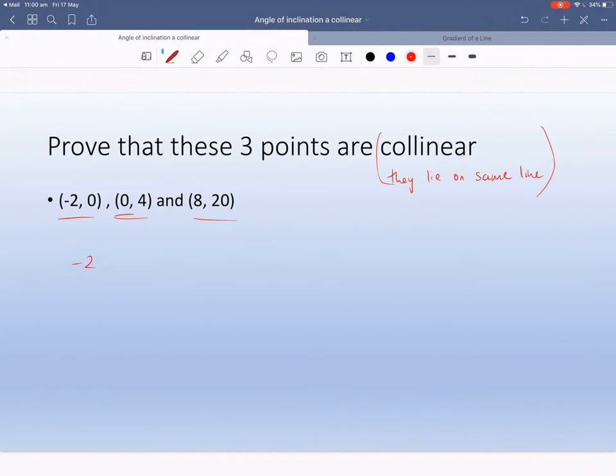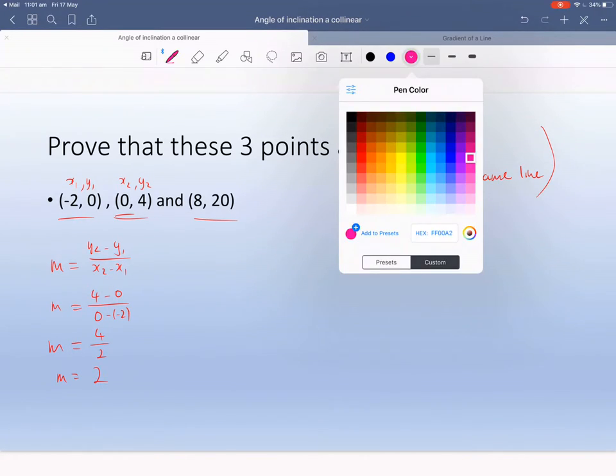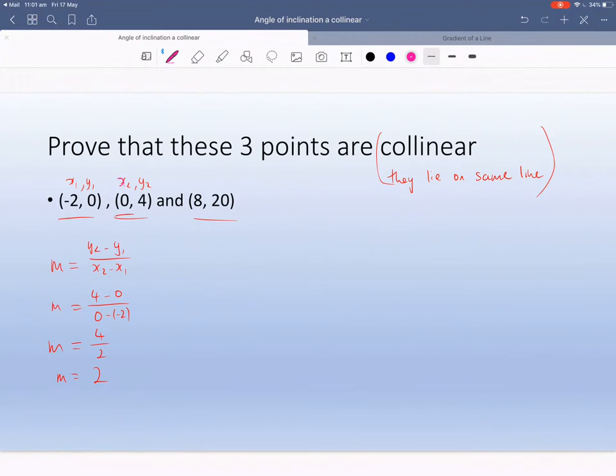So we've got minus 2, oh, let's label them. X1, Y1, X2, Y2, all right? So gradient equals rise over run, so it's going to be Y2 minus Y1 over X2 minus X1, and let's just sub that in. So Y2 in this case is 4, Y1 is 0, X2 is 0, and X1 is minus 2. So we end up having 4 over positive 2, so our gradient is actually 2 in this case. All right, I'm going to use a different coloured pen, and I'm going to keep that X2, Y2, and label this X1, Y1, all right, and I'm going to do my second calculation.